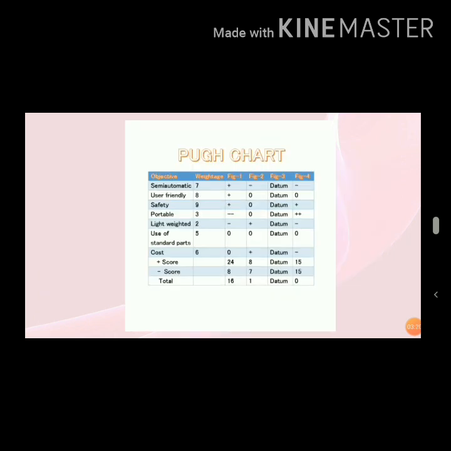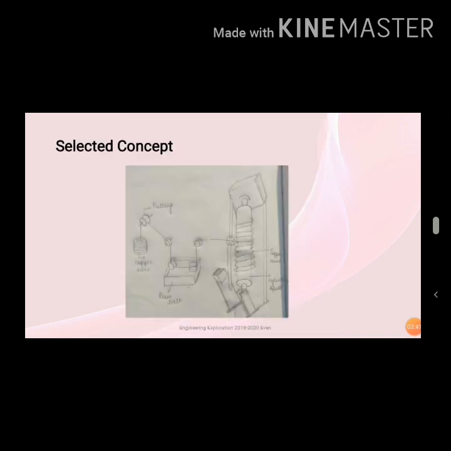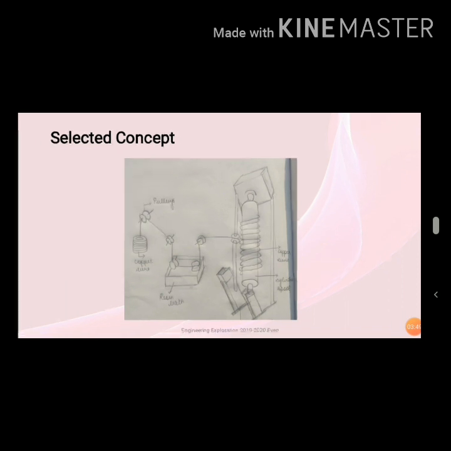Among the 4 concepts, we had to choose the best one, and with the help of the pugh chart, we've chosen the first concept to be the ideal one. And the parameters we've included in the pugh chart was the machine to be semi-automatic, user-friendly, safety of the machine, portability of the machine, and the weight of the machine. So our selected concept was the one with the cylindrical spool, the pulleys, the DC motor and the copper wire reel.